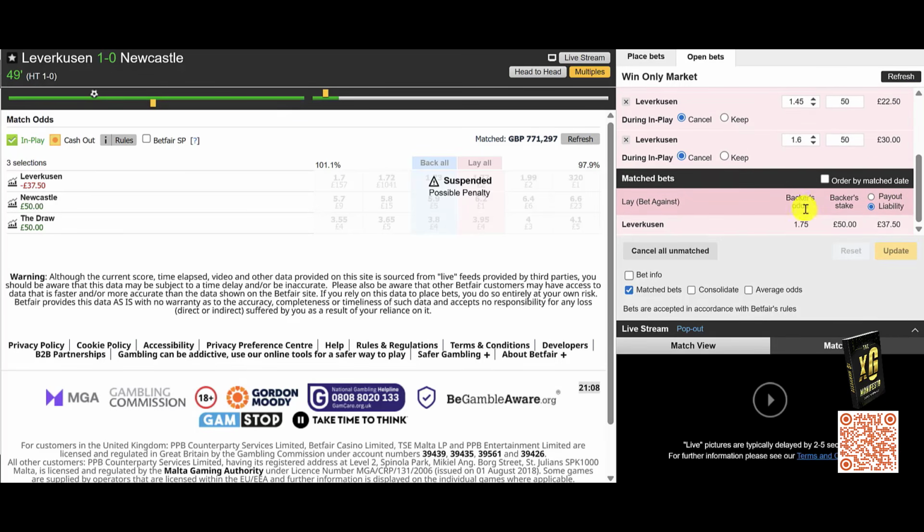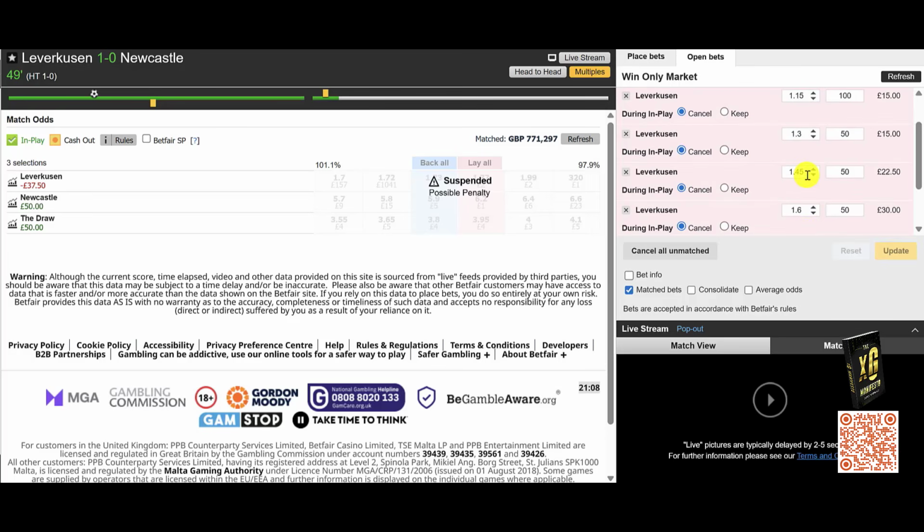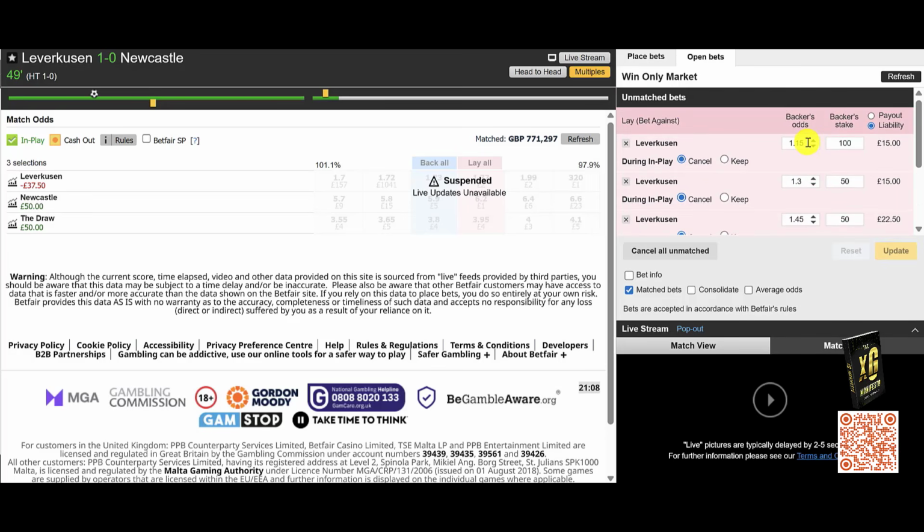But we're laying Leverkusen at 1.75, 1.6, every 15 ticks all the way down to 1.15. We know time decay is going to take their price lower the longer they hang on to this win, or the lead anyway. And we're going to take advantage of that. So anyway, let's see what happens.